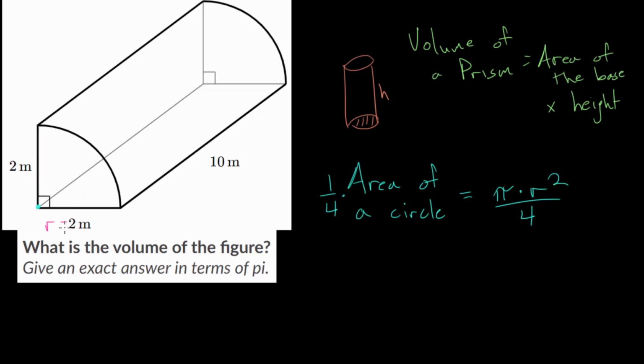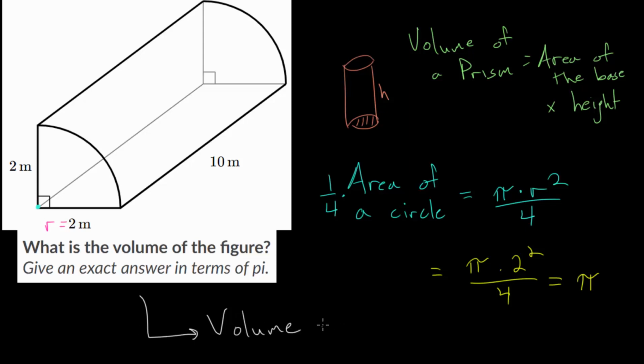So we can plug in a value of 2 into this formula here, and we would get pi multiplied by 2 squared divided by 4. Well, 2 squared is 4, and 4 divided by 4 is 1, so the area of this base is just pi. And from there, we just multiply by 10, the length or the height of this figure. So we can say that the volume of our figure is pi, the area of that base, multiplied by its height, which is 10 meters.